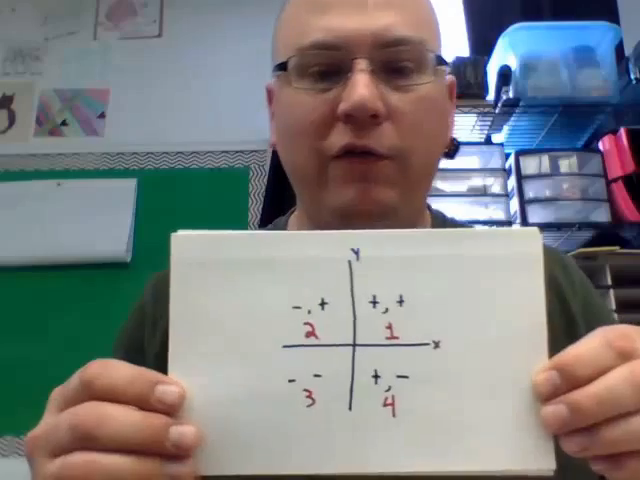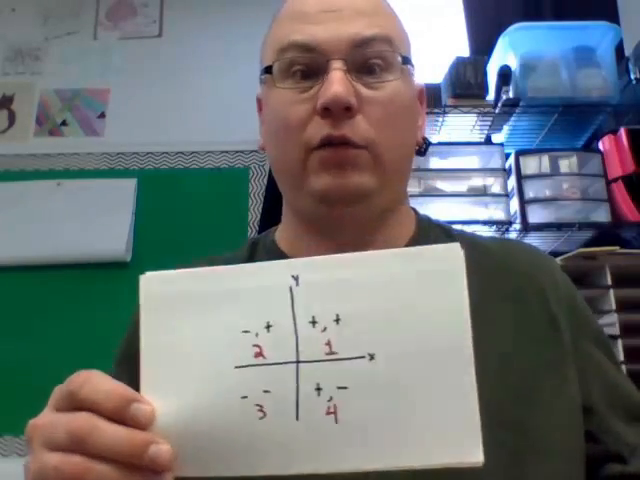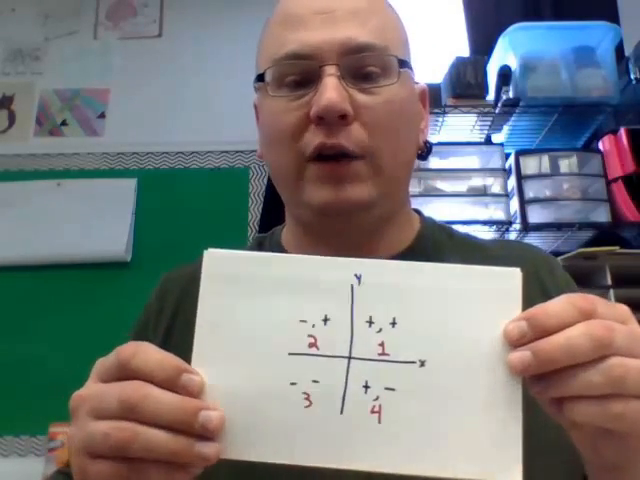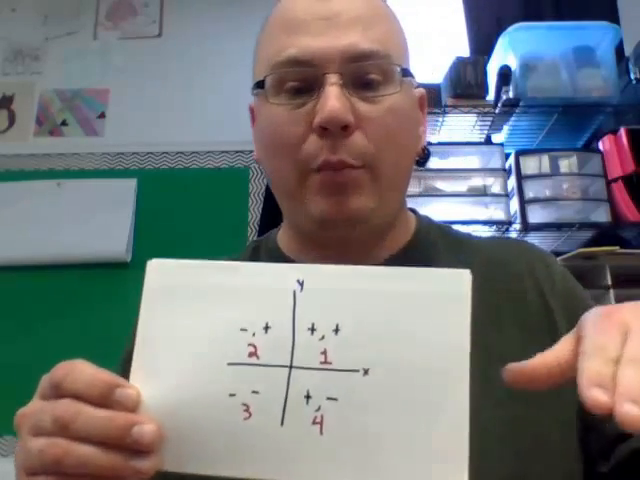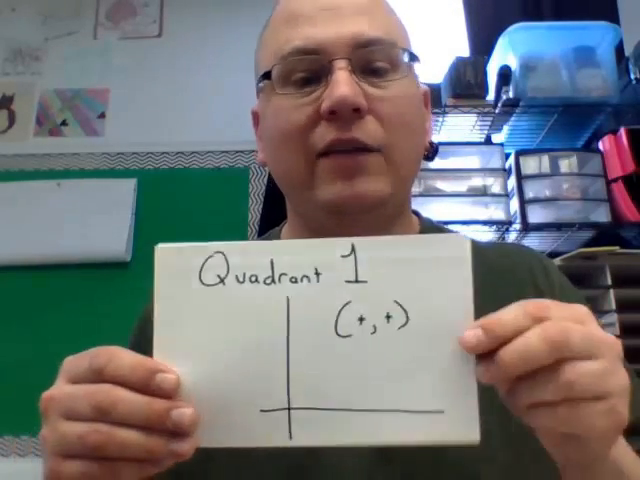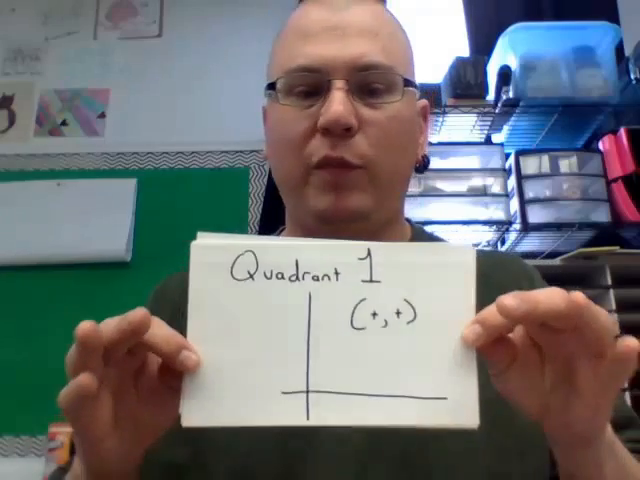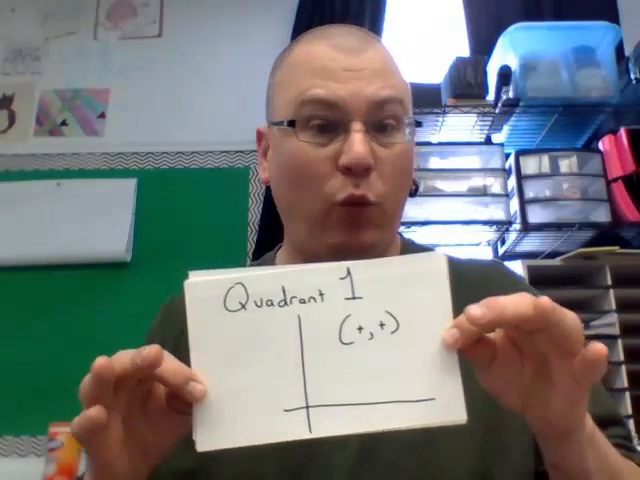These are our 4 quadrants. Quad is in 4. Our first quadrant is plus plus. That means positive x-axis and positive y-axis. That's the quadrant that most students, by the time they've hit 5th grade, have been worked in.